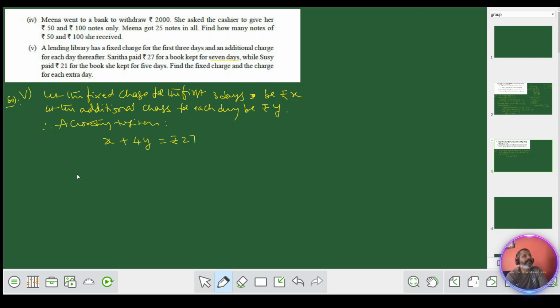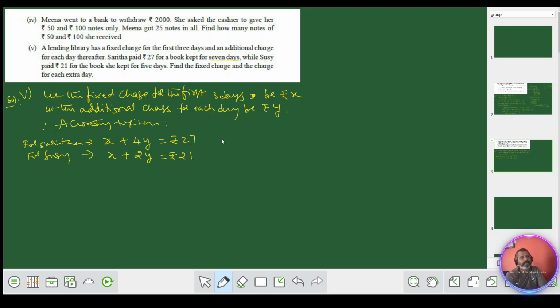While Susie paid rupees 21 for the book she kept for 5 days. For Susie, what will be the equation? She kept a book for 5 days. 5 days means 3 days is the fixed charge, which is x rupees. What are the remaining days? 2 days. So you give 2 times y, that is 2y. She totally paid 21 rupees. These are the equations.